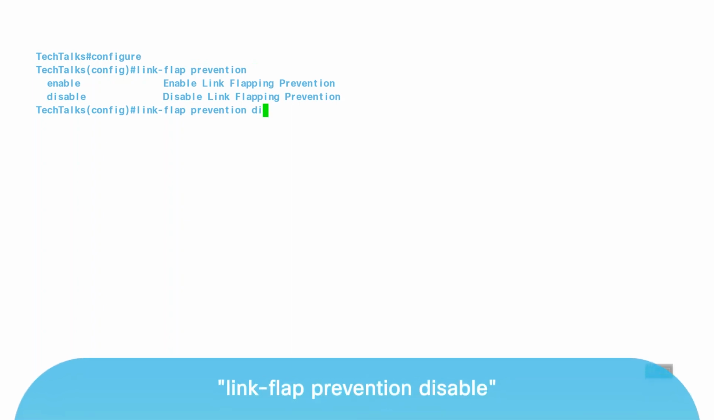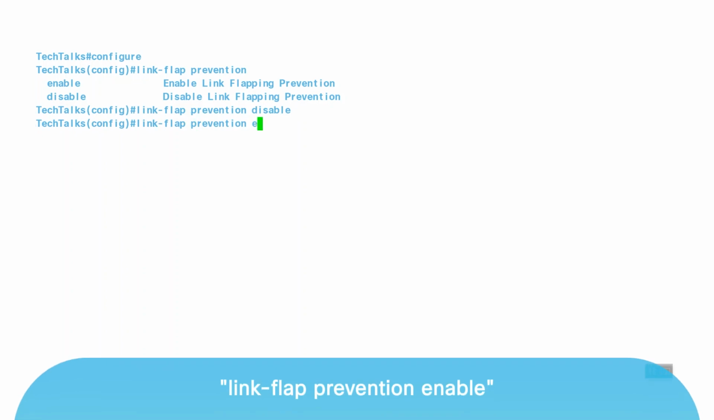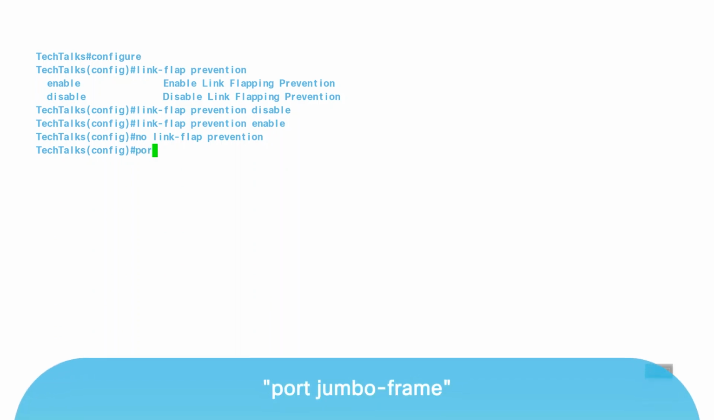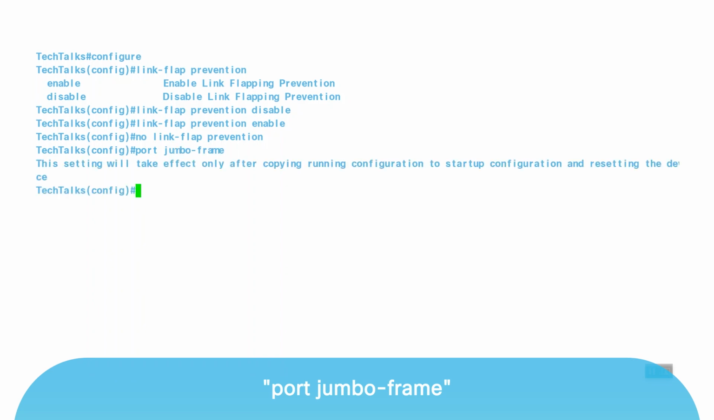If you want to disable it, simply type link-flap prevention disable. If you want to enable the link flapping prevention mechanism, type link-flap prevention enable. The command no link-flap prevention will restore the default settings for the link flapping prevention mechanism on the switch. The next step is to enable jumbo frames on the switch by typing the command port jumbo-frame. For this setting to take effect, you must save the running configuration and reboot the switch.